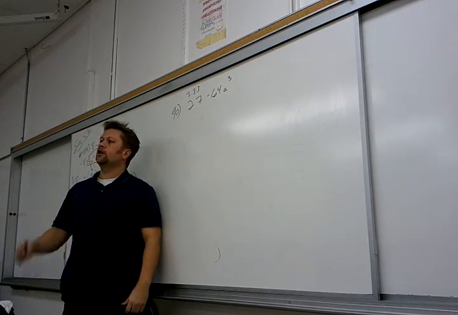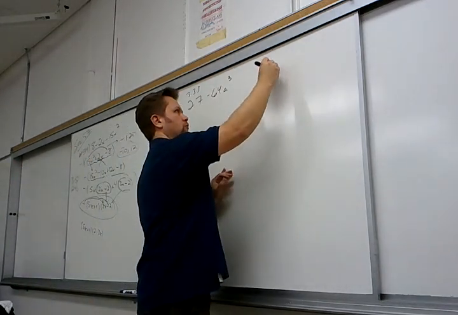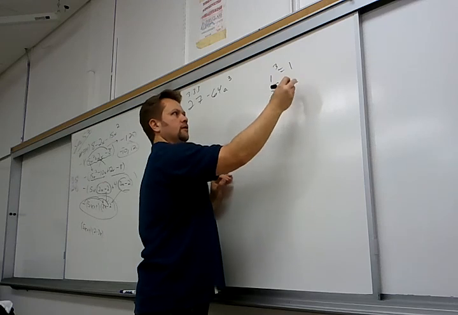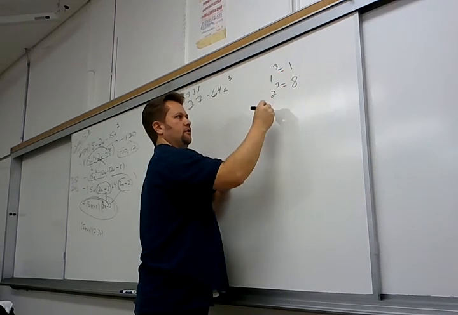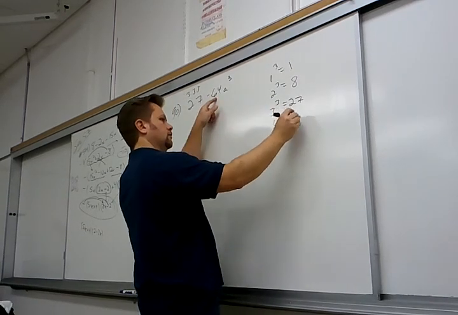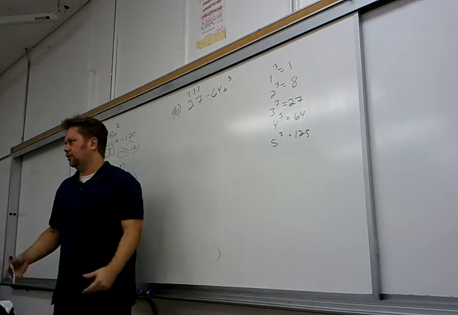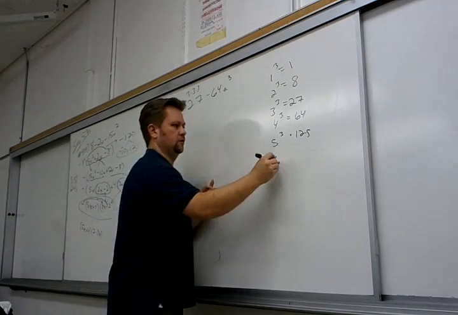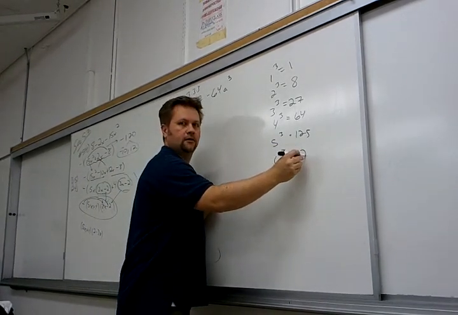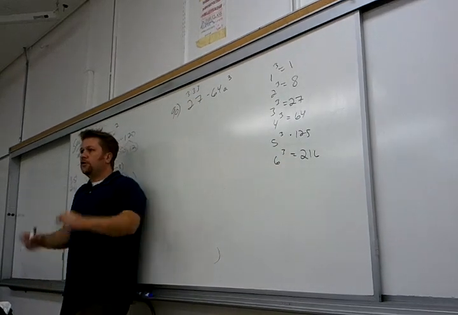A really good idea would be to make a little list of cubes. 1 cubed is 1. 2 cubed is 8. 3 cubed is 27. 4 cubed, we just figured out, is 64. 5 cubed is 125. I might want to do one more. 6 cubed is 6 times 6 times 6, which is 216. Cool. So those are the numbers.